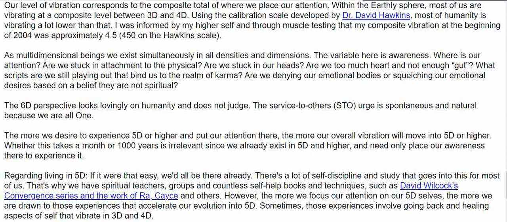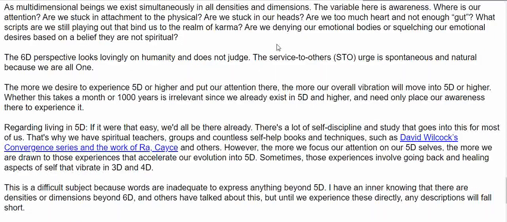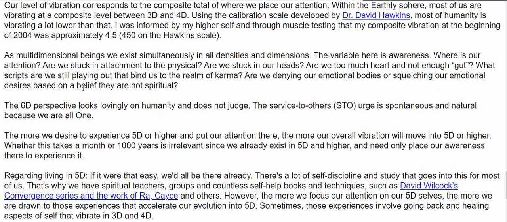As multidimensional beings, we exist simultaneously in all the densities and dimensions. The variable here is awareness. Where is our attention? Are we stuck in attachments to the physical?